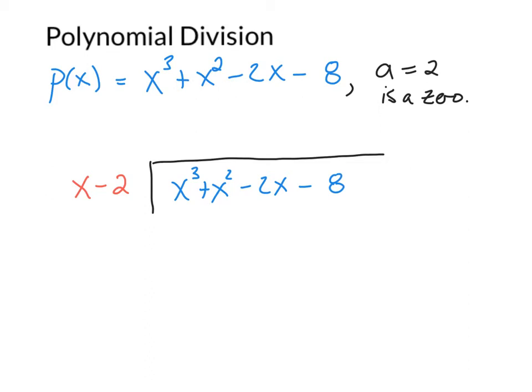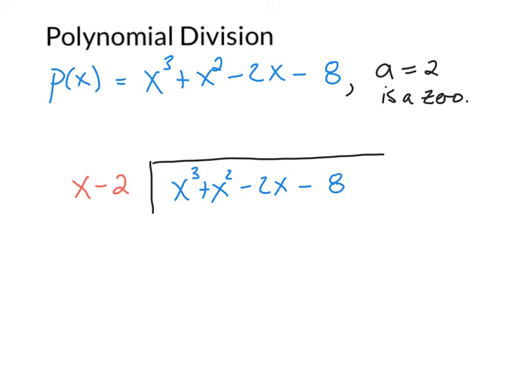So the basic process is just this. I'm always going to look at this x term, and I'm going to ask myself, what do I have to multiply this by to get to the next term that I'm working with? Okay, so just to start out, we take this x and ask ourselves, what do I have to multiply x by to get to x cubed?